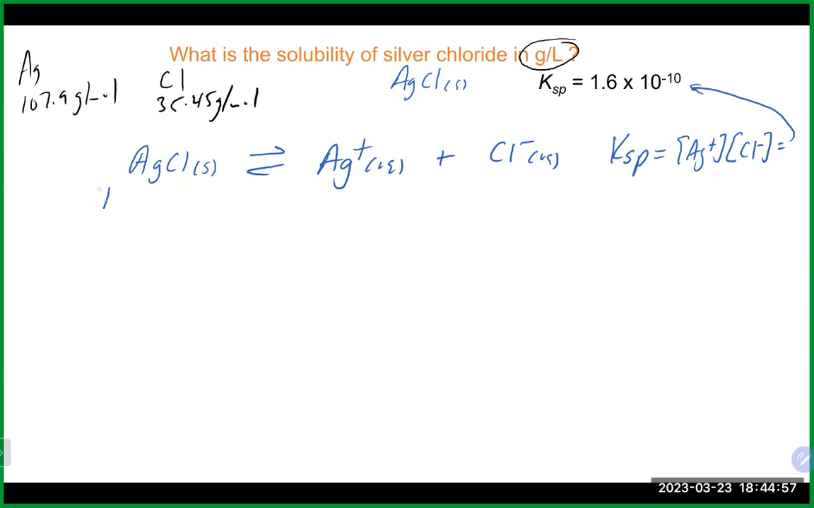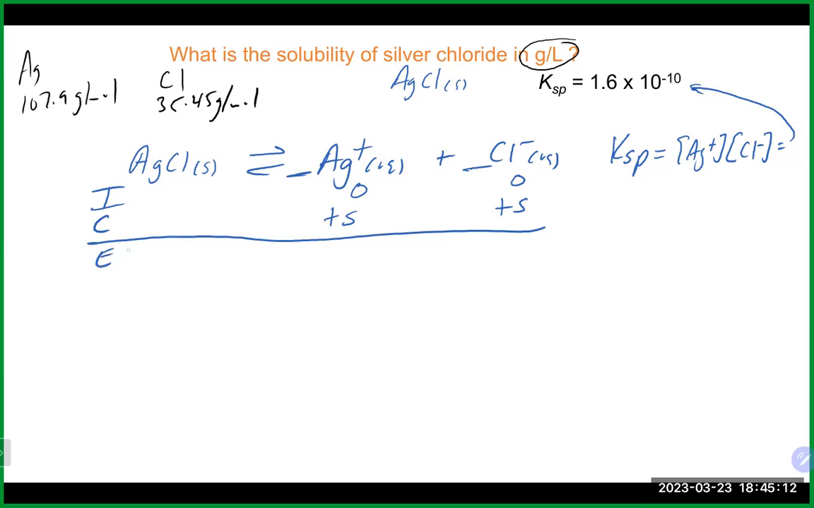So initially here, we're going to ignore the solid because frankly, it's a solid. We're going to start with zeros of these guys. Change is going to be plus S and plus S. Again, each of the coefficients here are 1. That means at equilibrium here, we would have S and S. Any questions on the ice table here?